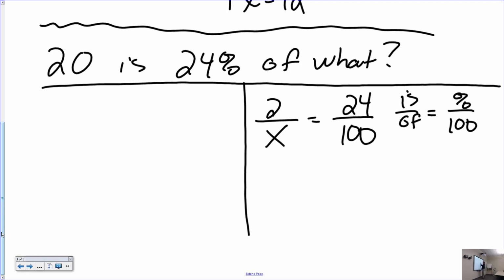I feel like doing them both is like a check. Like, you know what I mean? It's the same answer. Yeah, it has to be right. I agree.